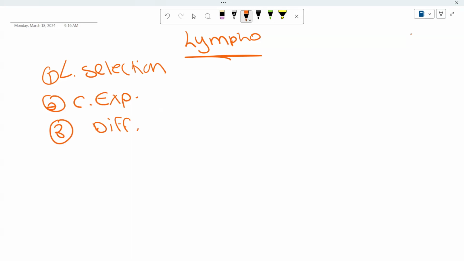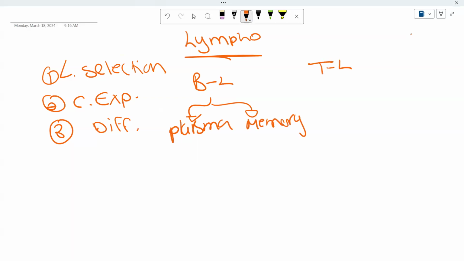It depends on which lymphocyte has been selected. If it's the B lymphocyte, it will differentiate into what and what? Plasma, that will give me antibodies, and memory that will remain in the blood. T lymphocyte will differentiate into?